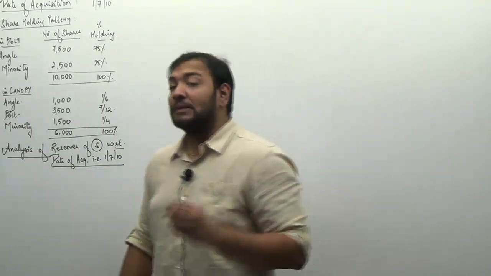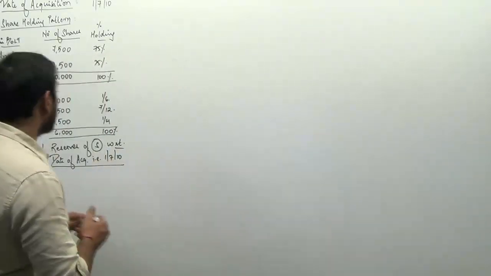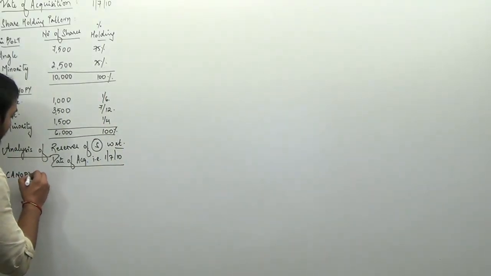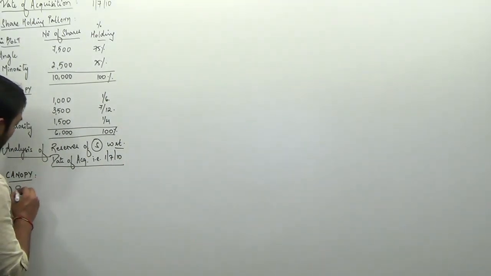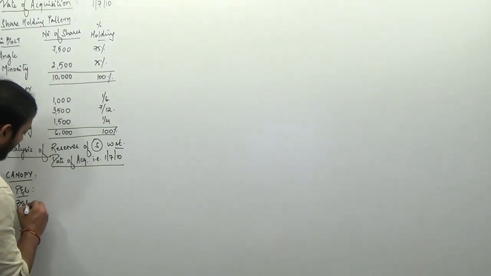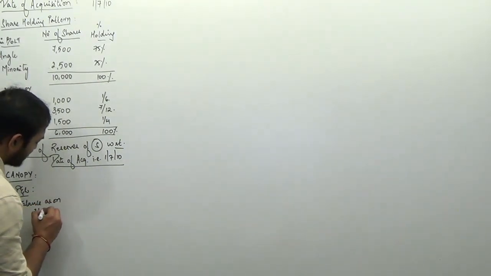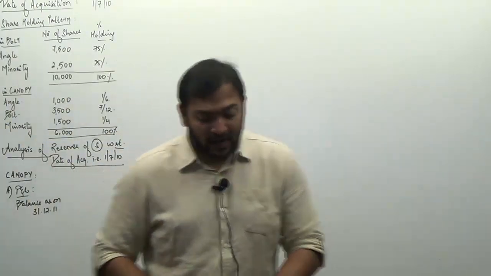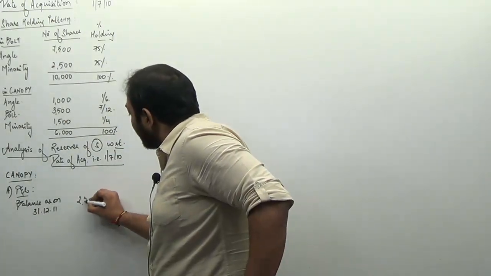One thing which we have to compulsorily analyze is your P&L. So let's start compulsorily with the first one, the indirect subsidiary Canopy Limited. Start with his P&L. Balances on 31st December 2011, that is your balance sheet date. My balance sheet date, Canopy Limited's P&L balance is 2,50,000.